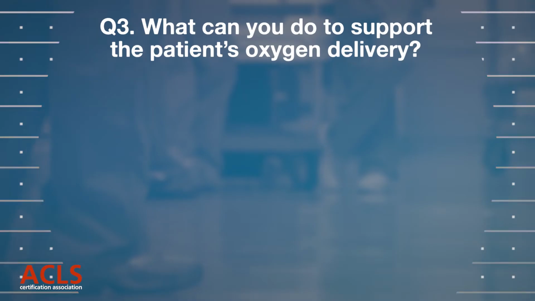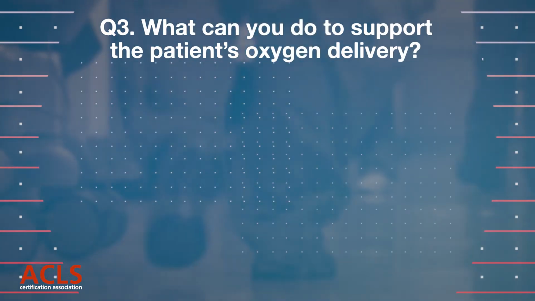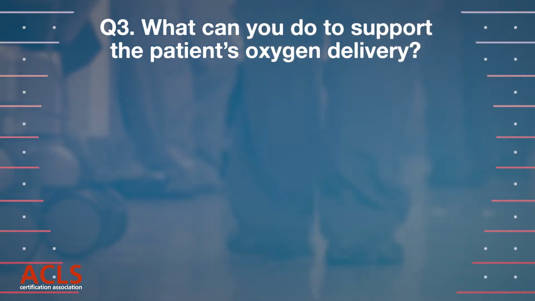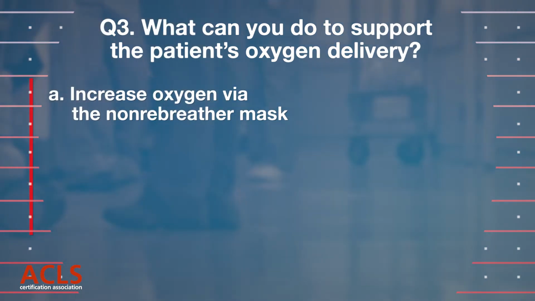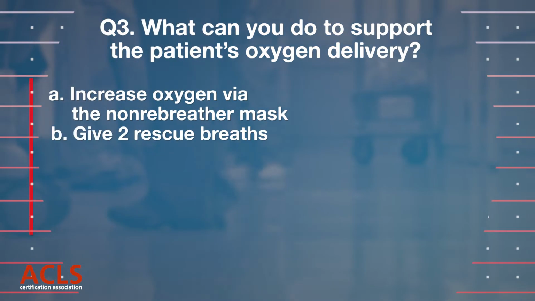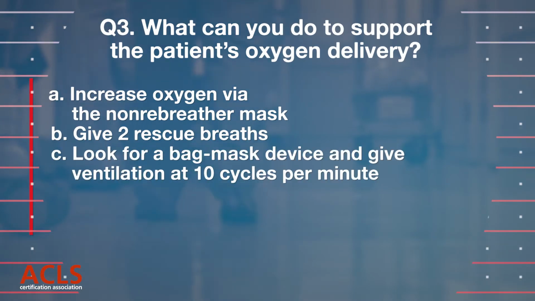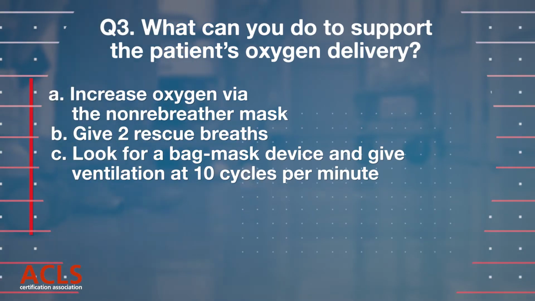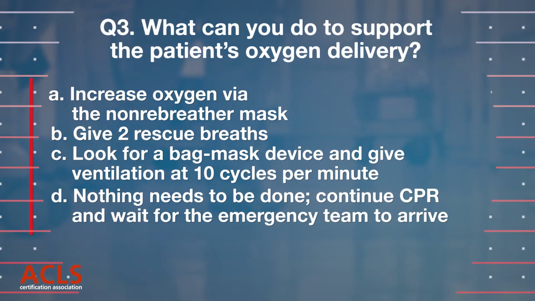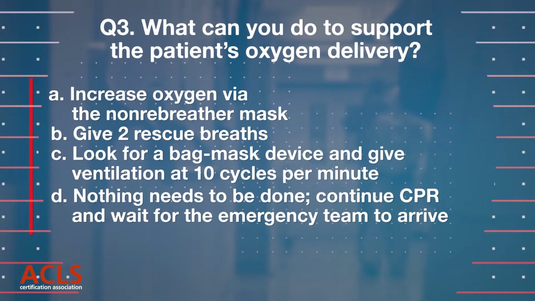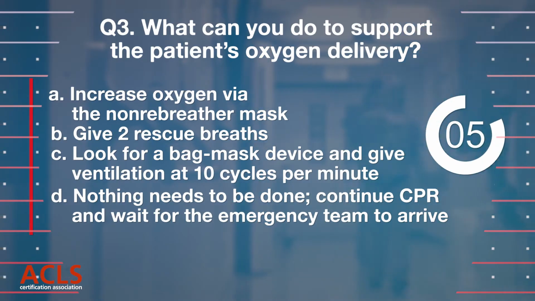Question 3. What can you do to support the patient's oxygen delivery? A. Increase oxygen via non-rebreather mask. B. Give 2 rescue breaths. C. Look for a bag mask device and give ventilation through bag mask at 10 cycles per minute. D. Nothing needs to be done. Continue CPR and wait for the emergency team to arrive.